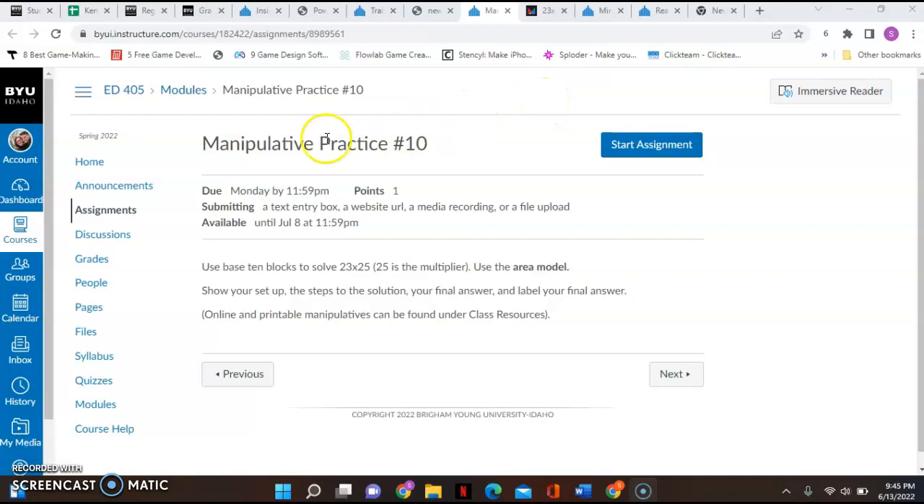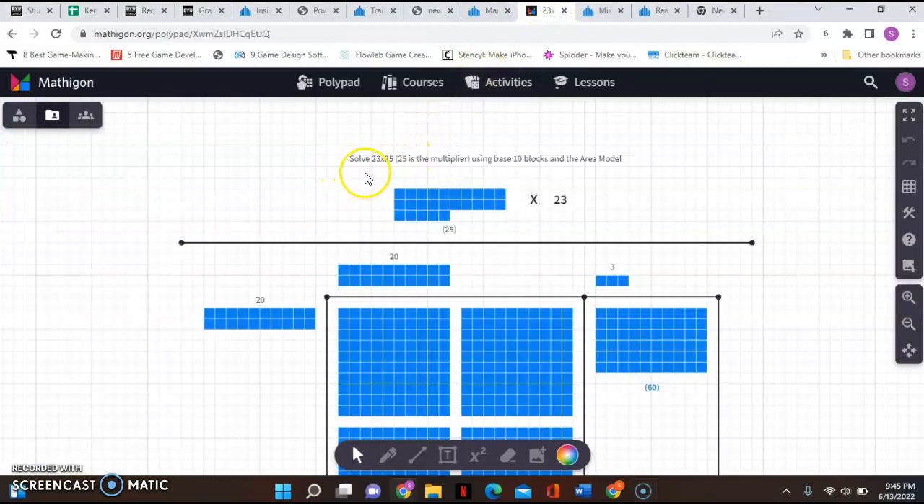Alrighty then, so here we have manipulative practice number 10. The problem was we had to solve 23 times 25, with 25 as the multiplier, using base 10 blocks and the area model. This here is the original equation that I created, 25 represented in base 10 blocks times 23.